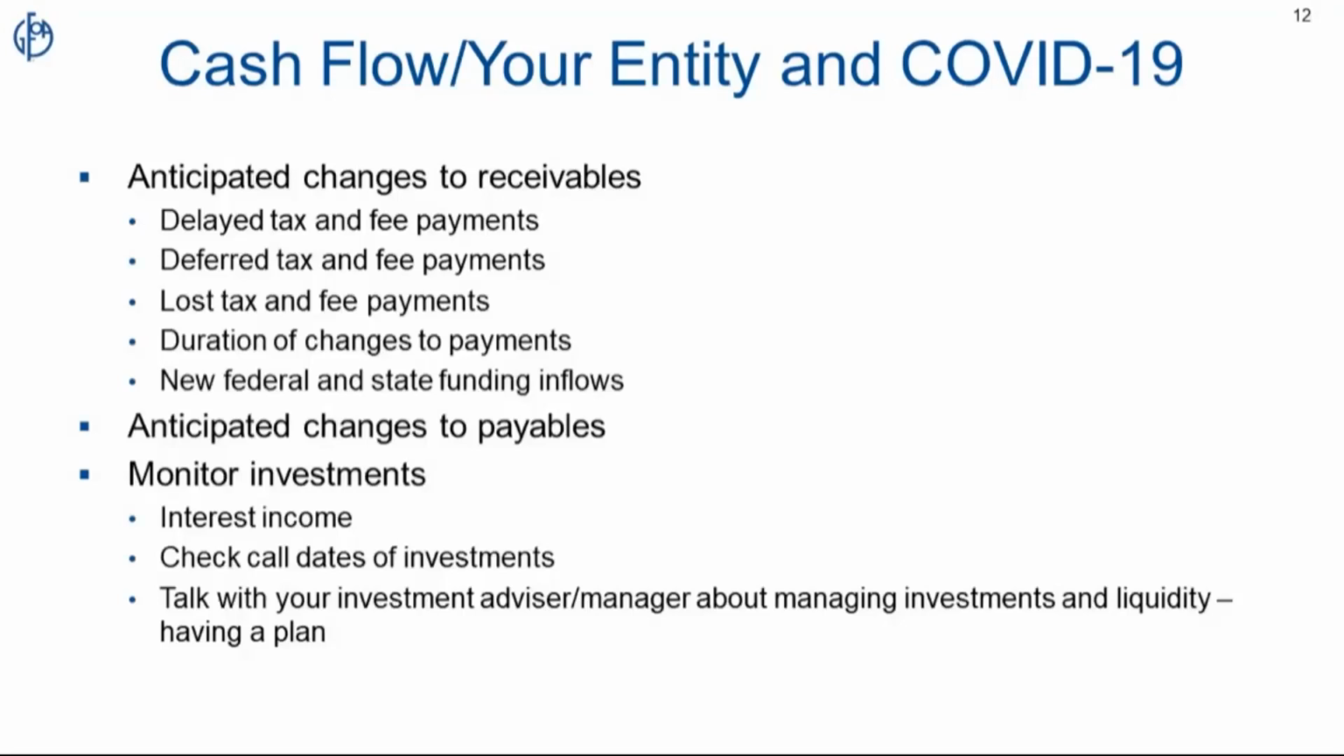Utility budgets are going to be impacted as well. Look at delayed tax and fee payments. How do we deal with delayed tax and fee payments? How are our cash flows? Do we have enough cash or liquidity? And that goes back to the question Stefan just asked. Have you built that in? And also deferred tax and fee payments. What's deferred, what's not deferred, and what's causing it to be deferred?